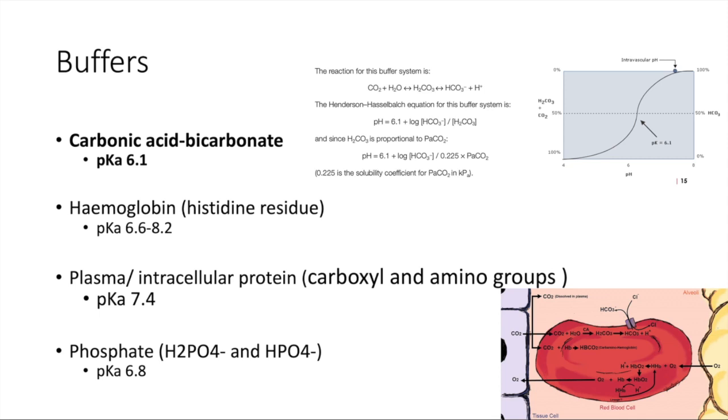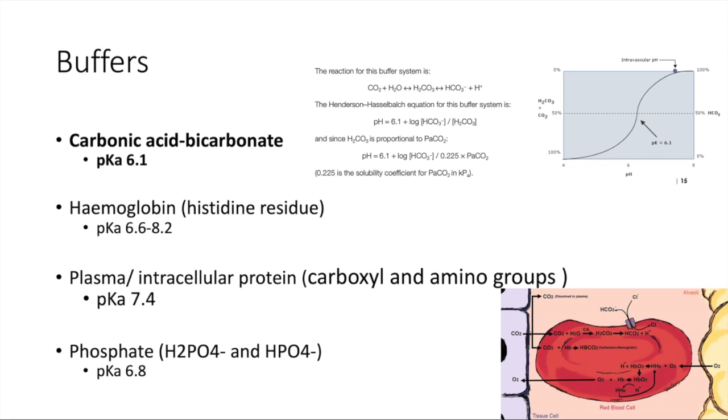Hemoglobin has a histidine residue that can dissociate and buffer. Oxyhemoglobin and deoxyhemoglobin have different buffering ability due to different affinity to the hydrogen ion, by the Haldane effect. Deoxyhemoglobin is a better buffer with a higher pKa than the oxyhemoglobin.